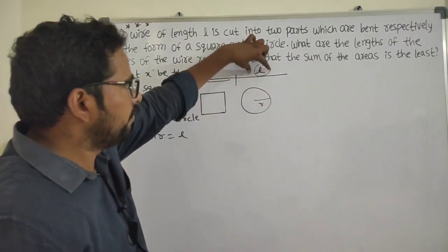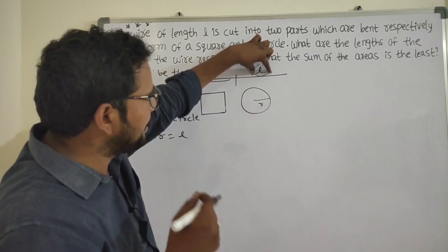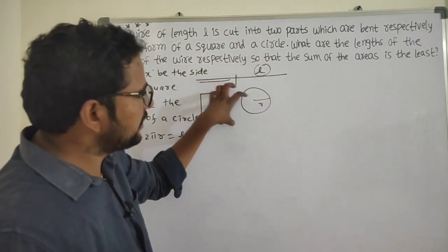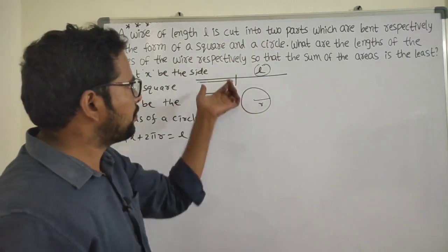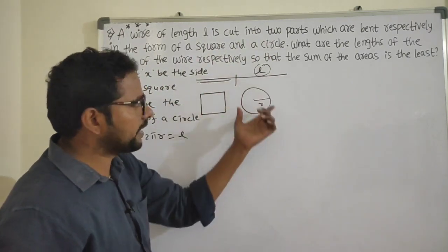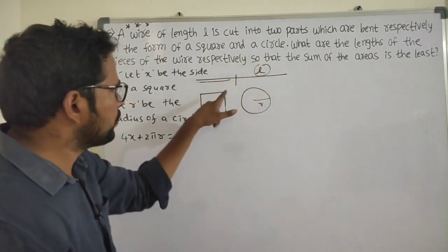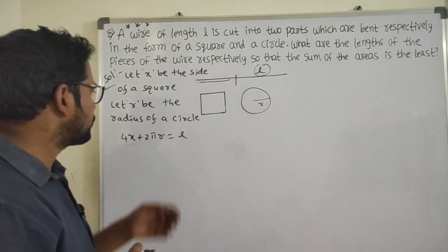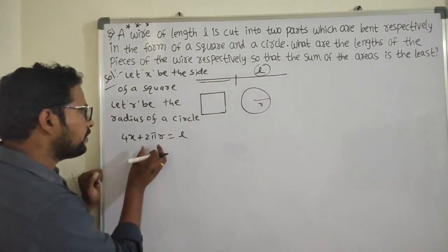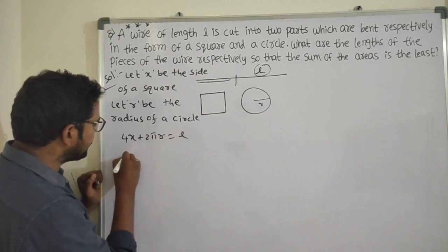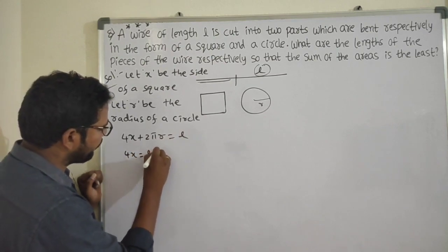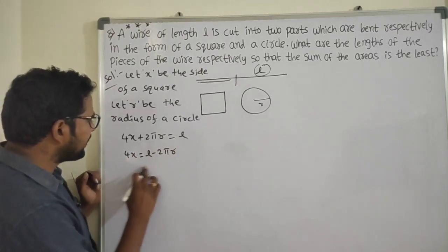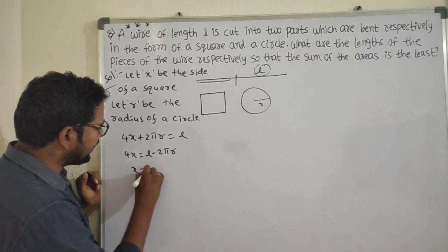So we can convert this total length L into two parts, into two shapes: one is a square, another is a circle. L is cut into two parts; the first part we are converting into a square, the second part into a circle. And total length is equal to perimeter of square plus perimeter of circle. So 4x plus 2πr is equal to L. Send 2πr to the right side: 4x is equal to L minus 2πr. What is the x value? x is equal to (L minus 2πr) by 4.